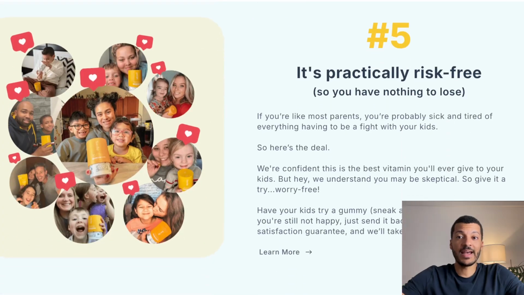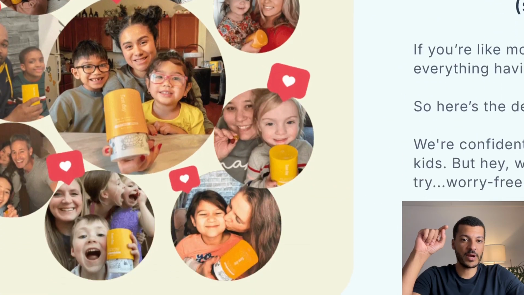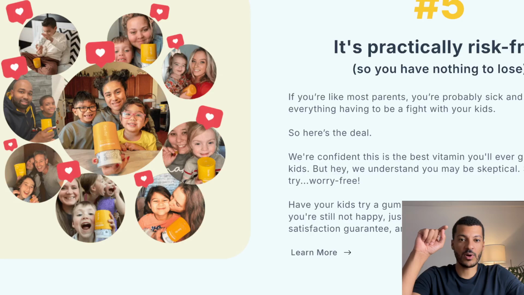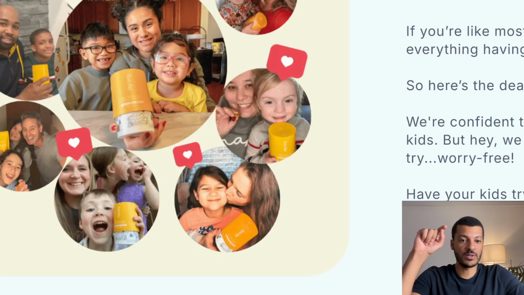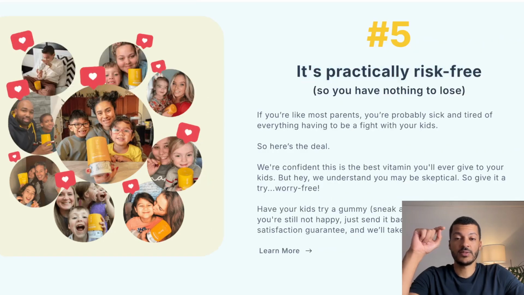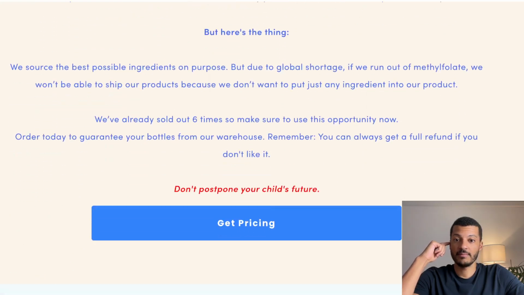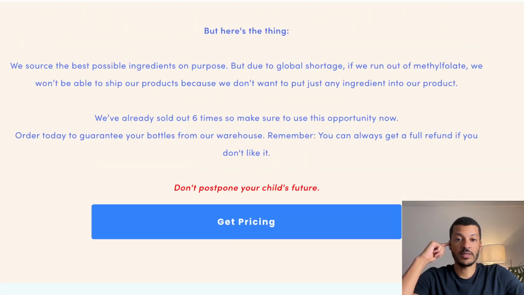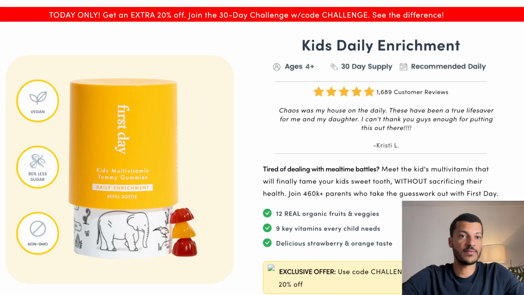And a very important point, which I like to have as the fifth reason, is a lot of social proof, right? You see a lot of happy parents with their kids, with the product, smiling kids that love it, right? And it's risk free, just to take away the last concerns here. All right, and then you send them to the offer, and when you click here, obviously you get to the product page, right? So this is a very good example.